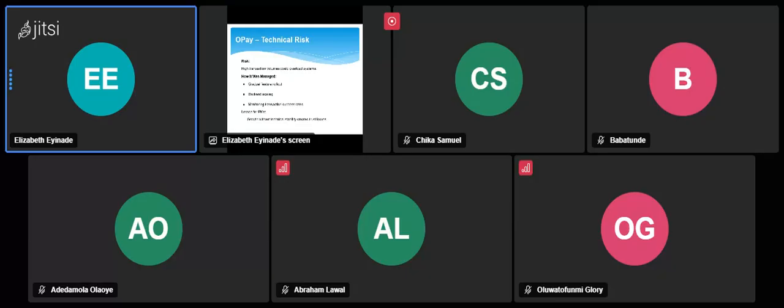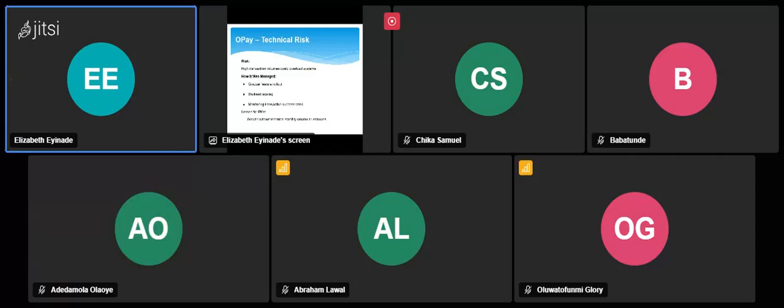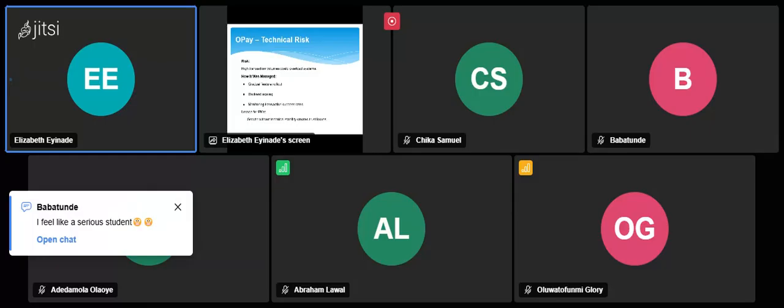So let's look at their technical risks now, still for Opay. High transaction volume could overload the system. People were using it. Free transfer, no charges. So now the risk is that high transaction volume could overload their systems. That's the technical risk. How were they able to manage these risks?